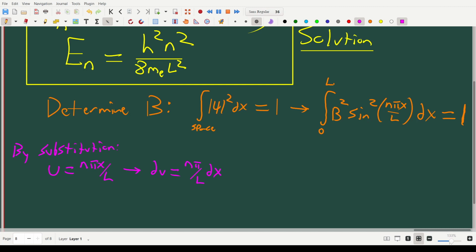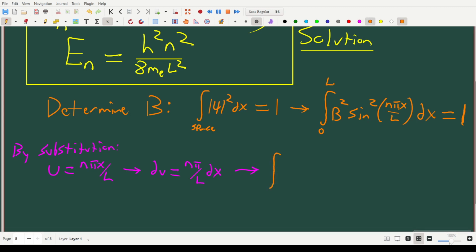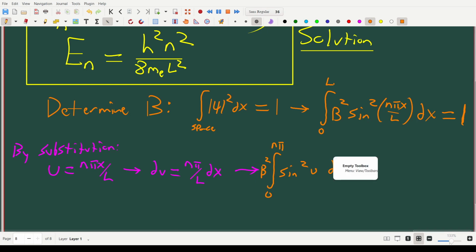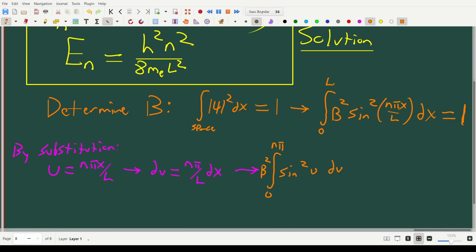Okay. And this allows us to transform the integral. I'm going to factor out the b squared because it's just a number. This is the integral from 0 to n pi of sine squared u du. So again, this integral is really easy to do. It's in tables. In fact, I'll show you next class. I have a really nice sheet on Canvas of really common integrals in this class. You just look them up and solve them. You don't have to do them yourself.